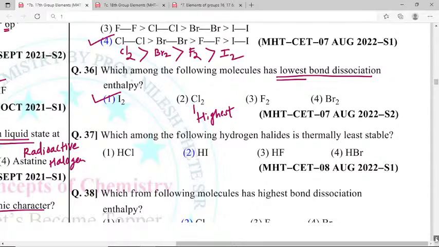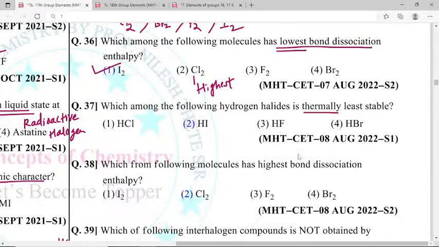Which among the following hydrogen halides is thermally least stable? So thermally least stable is HI. This is the strongest acid. Strongest acidic, always remember.